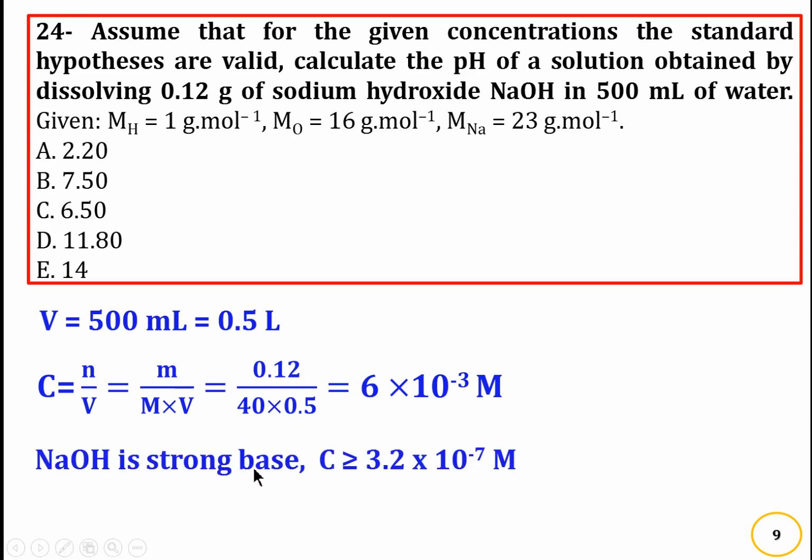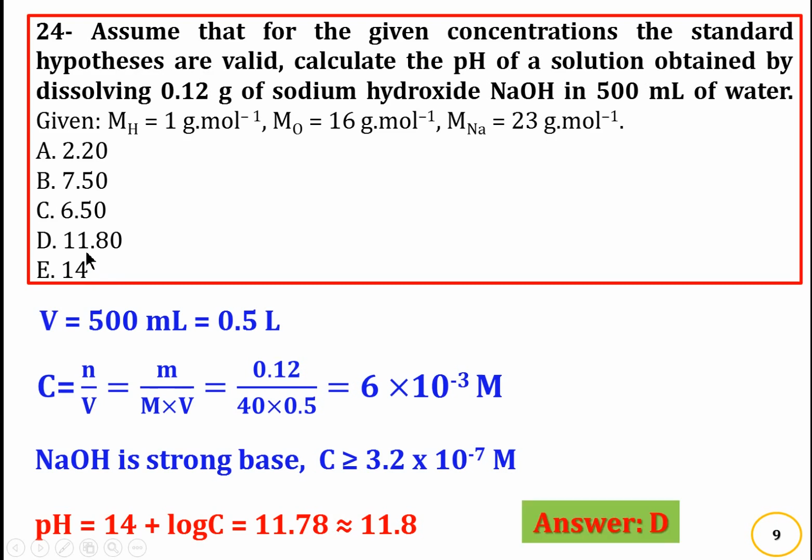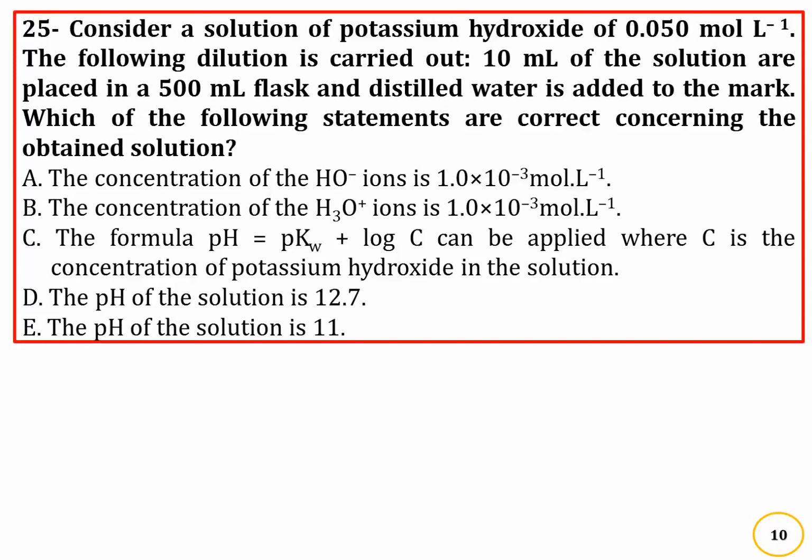NaOH is a strong base, and the concentration 6 × 10^-3 is greater than or equal to 3.2 × 10^-7. So we apply directly the formula pH equals 14 plus log C, which equals 11.78, approximately 11.8. The correct answer is D. Exercise 25.